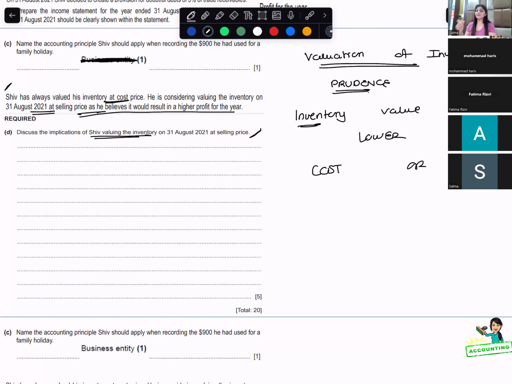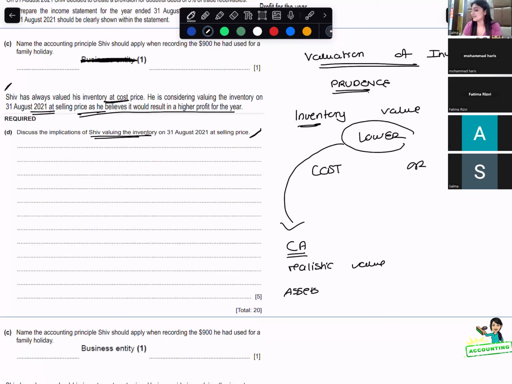That means your closing inventory should be valued at a lower price. Why should it be valued at a lower price? So that your current assets are shown at a realistic value, or I could say your assets are not overstated. Assets are not overstated and profits are not overstated. This is what the prudence principle tells us with regards to valuation of inventory. I want you to write this first before I move ahead.